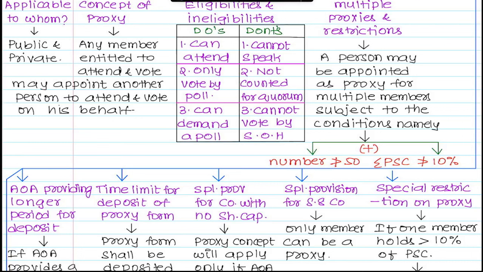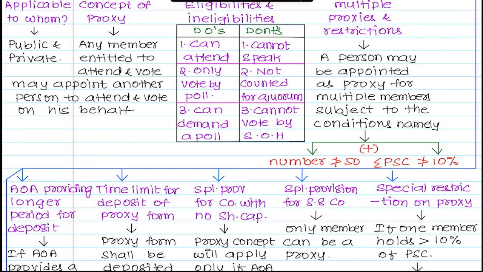Yes, a person may be appointed as a proxy for multiple members. If you want, you can appoint, subject to the conditions, namely, that the number of members you are representing should not exceed 50, and they should not hold more than 10% of the paid up share capital.